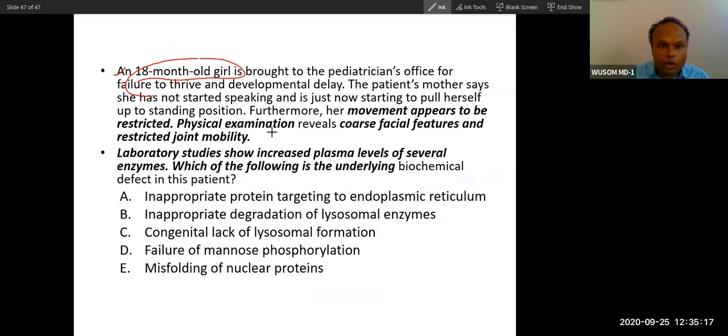Her movements appear to be restricted. Physical examination reveals coarse features and restricted joint mobility. These are also features of lysosomal storage diseases, especially the mucopolysaccharidoses, because bone and joints have problems. Laboratory studies show increased plasma levels of several enzymes, as I've told you, because the enzyme will go into the blood. Which of the following is the underlying biochemical defect in this patient?